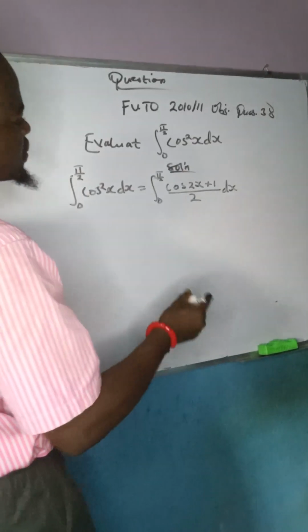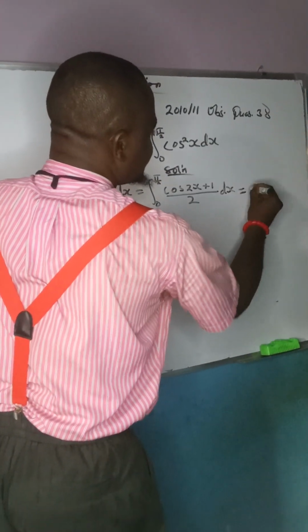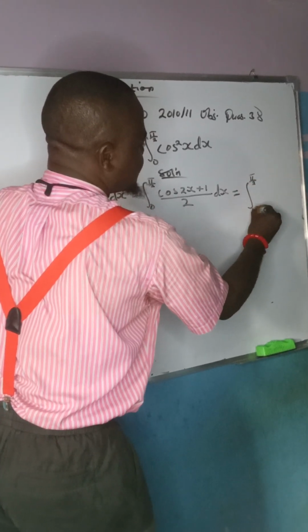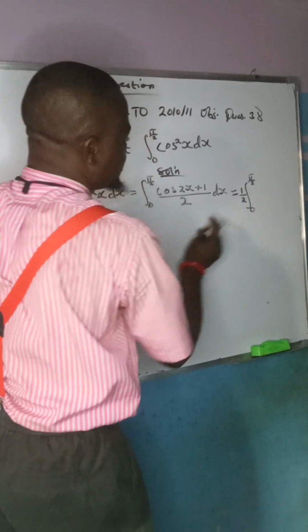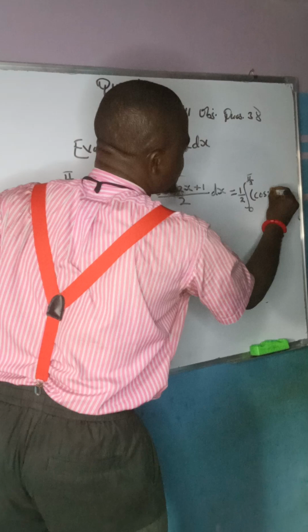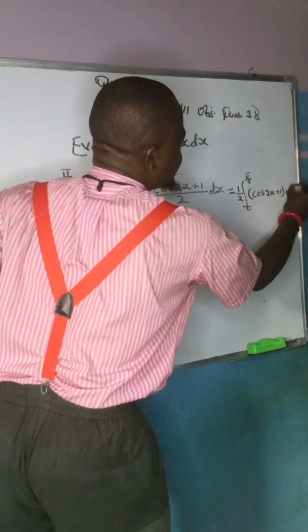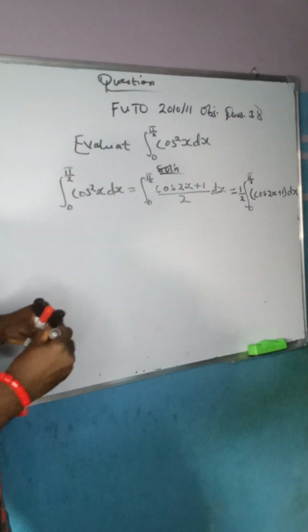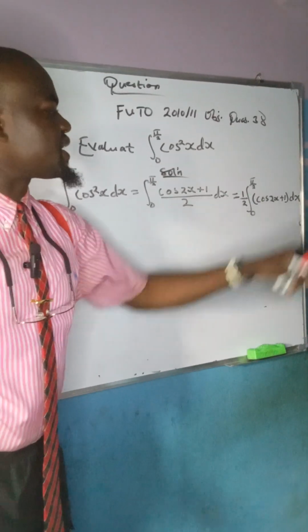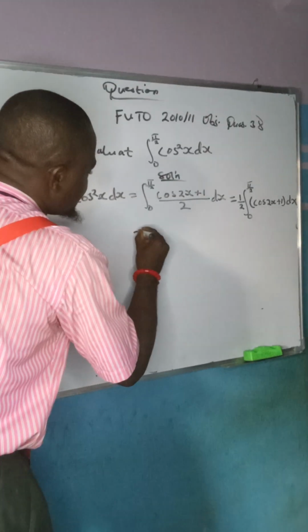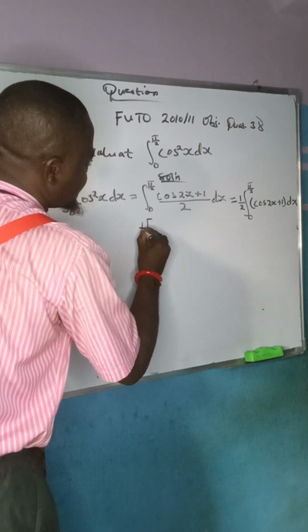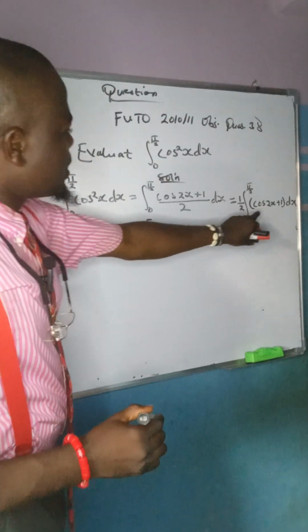And remember, there's something I was supposed to do here. This thing is the same thing as the integral from pi over 2 to 0 of 1 over 2, because of the 2 here, then I now have cos 2x plus 1 dx. Good. Whenever you have, even if it's over 4, what I'll do is to put 1 over 4 outside and integrate. Good. Now, with that 1 over 2, let me manage my space.